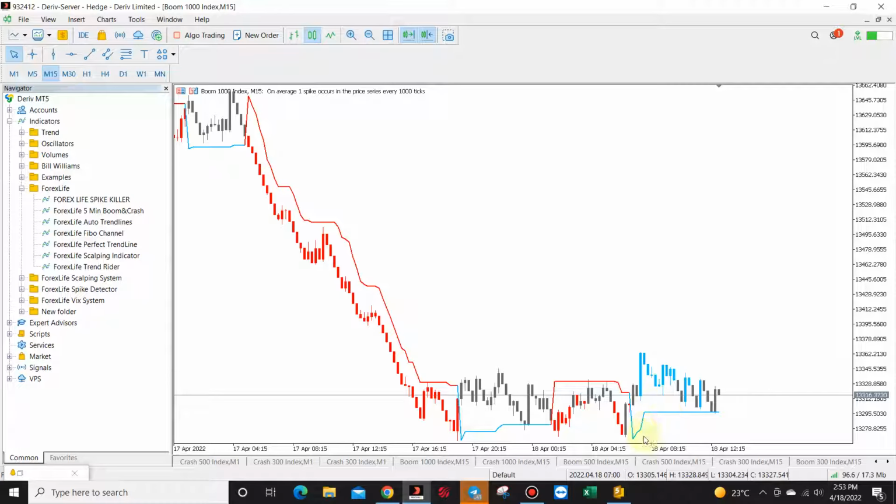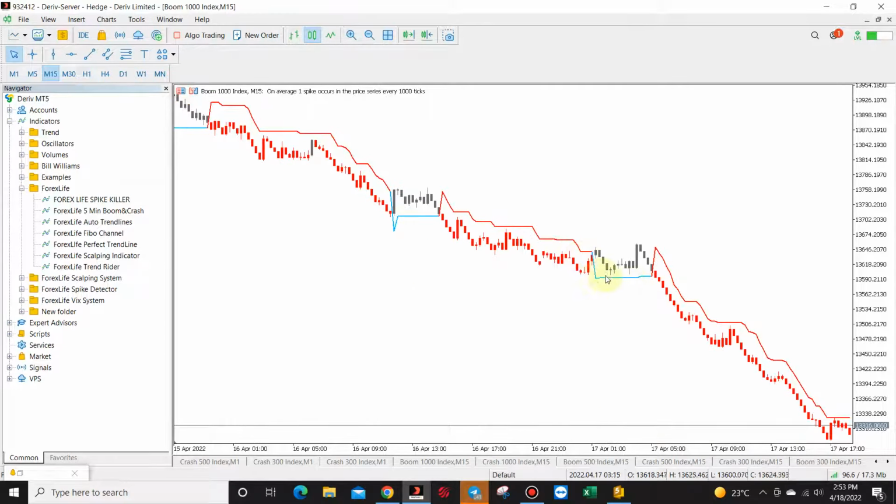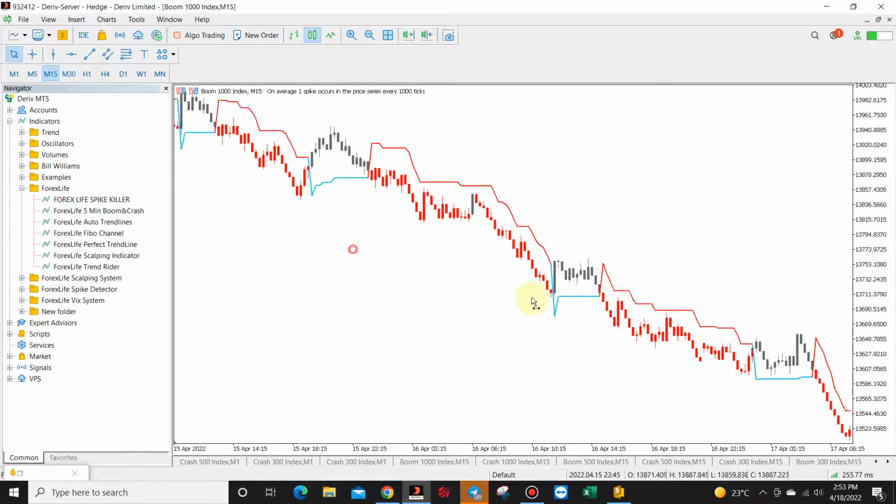So once our Trend Rider is blue and our candle is blue, we can go ahead and we can enter the trade. Before I get to that part, let's just do the basics. So blue Trend Rider, blue candle, you enter the trade. Red Trend Rider, red candle, you enter the trade. Blue Trend Rider, no blue candle, you don't take the trade. Same over here, you don't take the trade.